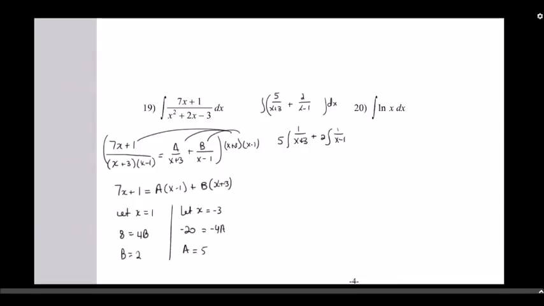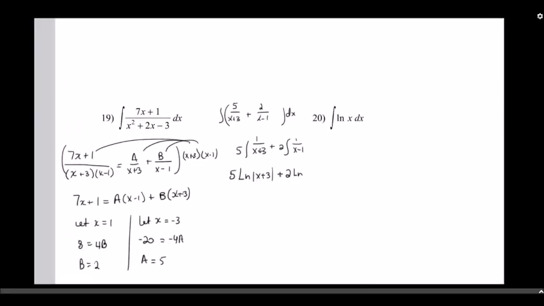And then both of these are just du over u situations, which is natural log. So we have 5 times the natural log of x plus 3, plus 2 times the natural log of x minus 1.